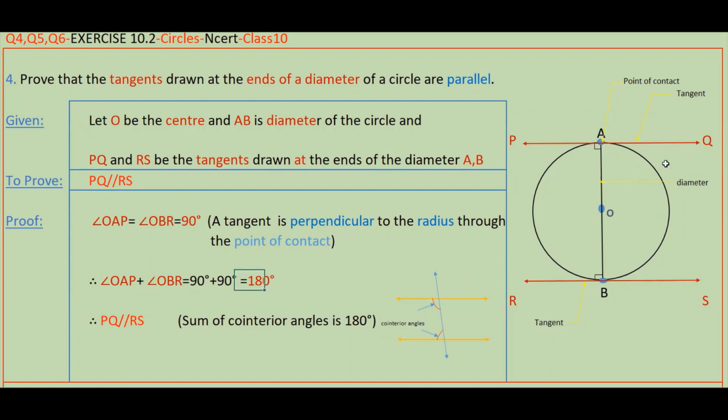So here there are two lines and this is a transversal line. These two are co-interior angles. The sum of the co-interior angles is 180 degrees. So we can say that these two lines are parallel. We know that if a transversal line intersects two parallel lines, then the sum of the co-interior angles is 180 degrees. So here PQ is parallel to RS.